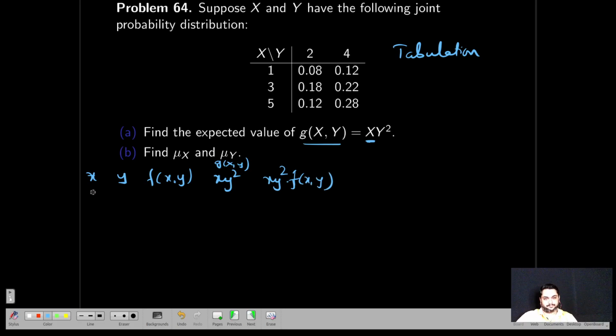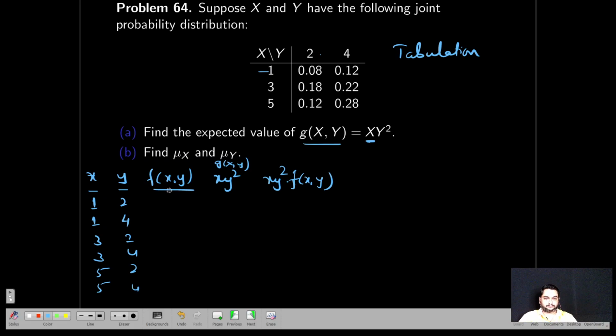Then you see, what are the possible x values? The x and y: 1, 2, then 1, 4. Right? 1, 2, 1, 4. Then x can take 3 and then 2, 3, 4. Similarly, 5, 2 and 5, 4. First write this. Now write the f of x y.